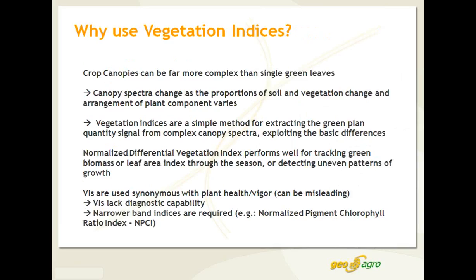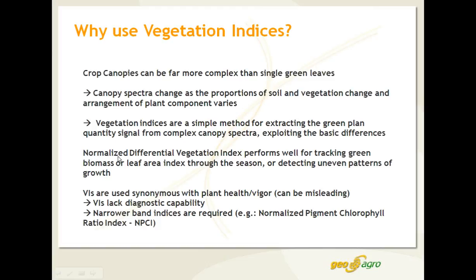Now, reality can be more complex because you have changes of proportion of soil and vegetation depending on the time of the crop season, and the arrangement of plant components varies. So there's a solution for that, which is vegetation indices, which basically combine these ranges, and they are a simple method for extracting the green plant quantity signal from this complex canopy spectrum, where you have the mixed signal between the soils and the plants, and that explains the basic difference between soils and plants, how they react.